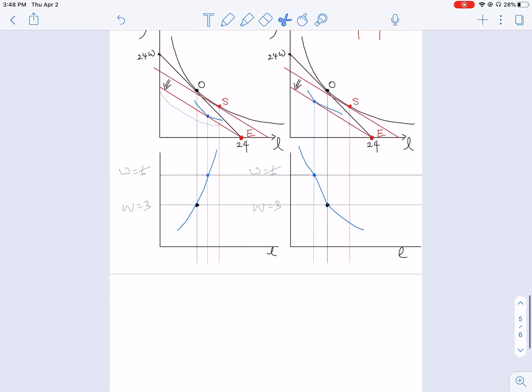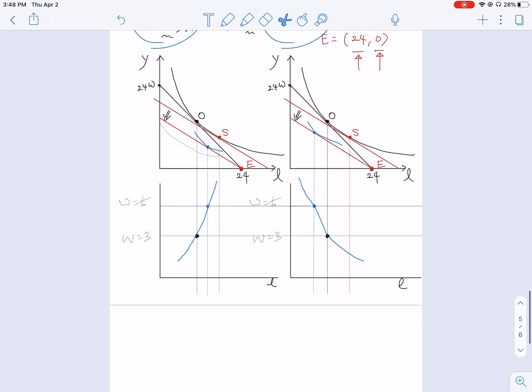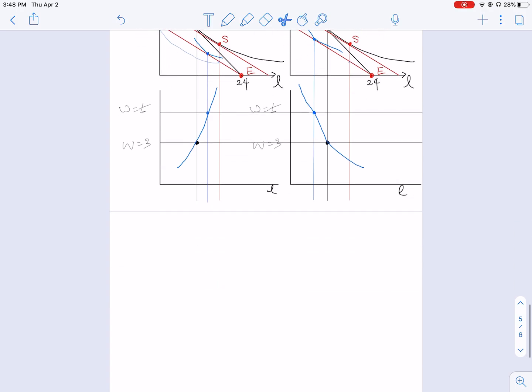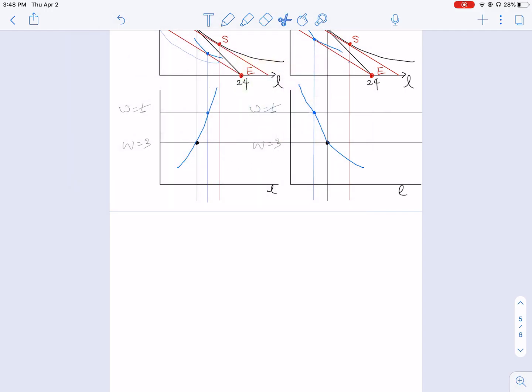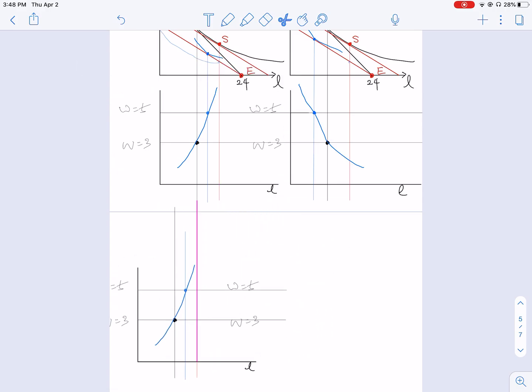The consequence of this to the labor market is, I probably should have written it down in the same graph, but you know what, I'll just copy and paste because I'm lazy.